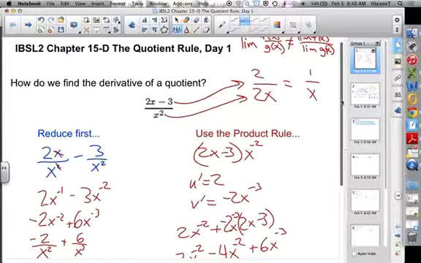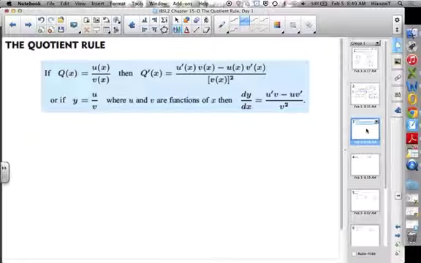Because that just adds another element to it, or you might have to do the chain rule within the chain rule or something like that. So our quotient rule, though, enables us to find the derivative of functions that we either can't reduce or don't want to try to reduce, or don't want to use the product rule with. Okay, so let's look at this quotient rule.